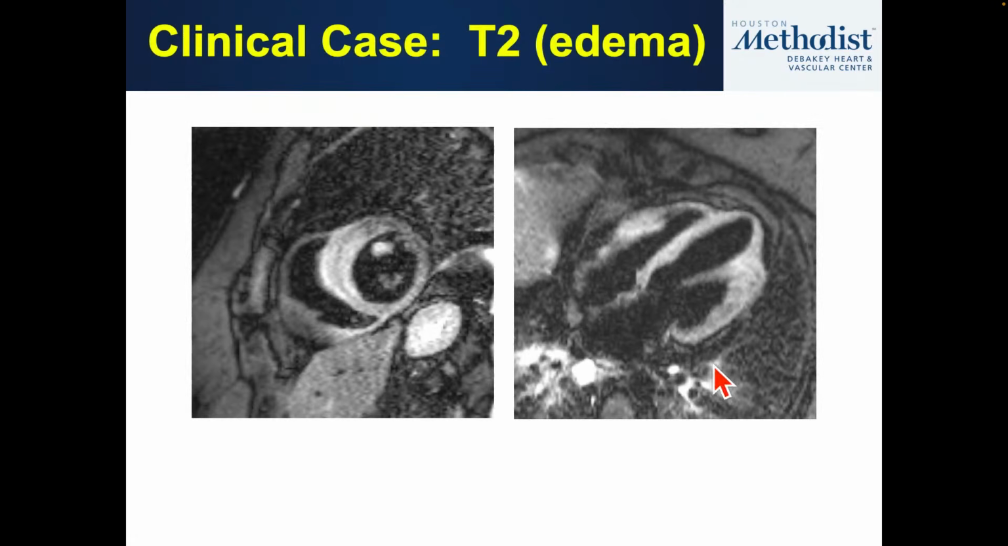And then T2 weighted imaging in this case was also performed, which also shows in these areas of increased wall thickness and hyperenhancement that there is some increased T2 signal, suggesting in fact that this is an acute process.